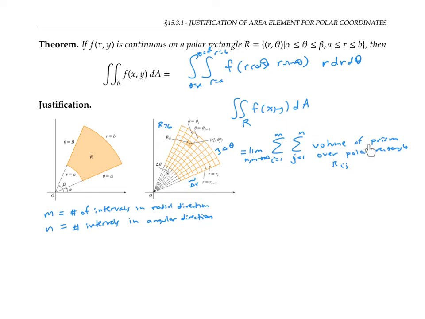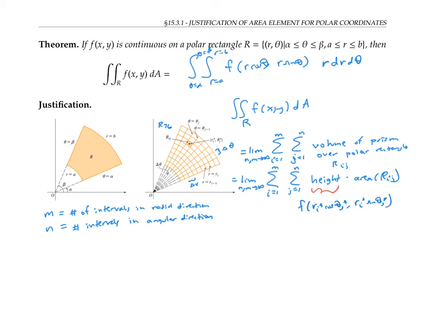So now the volume of the prism over polar rectangle R_ij is going to be the height of the prism times the area of R_ij. As usual, the height is going to be given by the function evaluated at some sample point, say r_i star, theta_j star. So the height is going to be given by f of r_i star cosine theta_j star, r_i star sine theta_j star, since that's the sample point converted into x and y coordinates, since f is a function of x and y. So we need to multiply that by the area of rectangle R_ij.